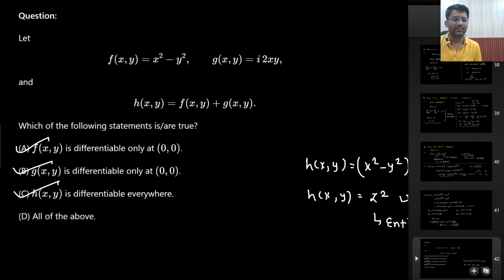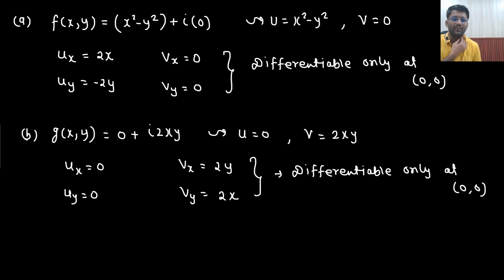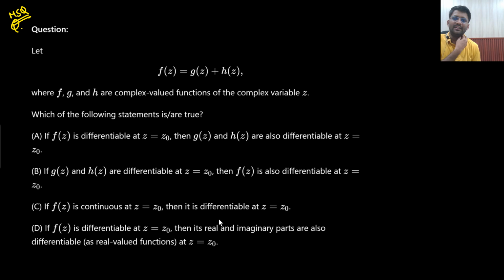Now let's go to the next question. Let's read the statement of the next question carefully and try to answer what they are saying. Two functions are adding up. F, G, H are complex functions of a complex variable z. Which of the following statements are true? If f of z is differentiable at z equals z naught, then g and h will also be differentiable at z equals z naught. This is what they are saying. Is this true? Option A.